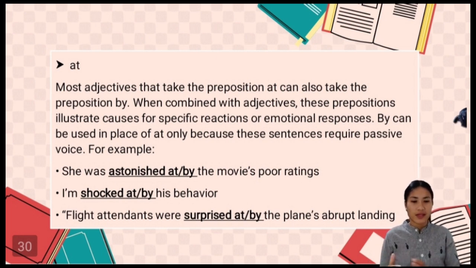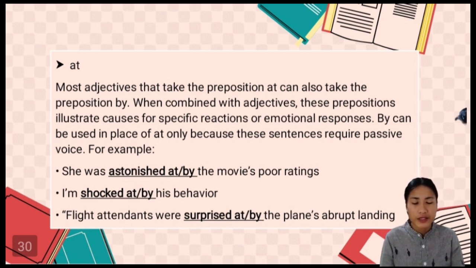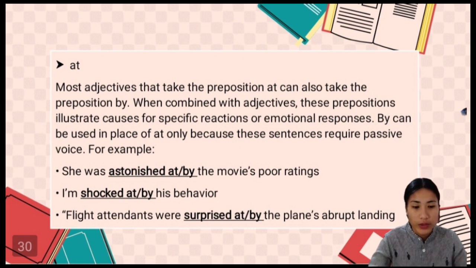Alright, let's look at the example. She was astonished at, or we can use the preposition by here, the movie's poor rating. So here we can use the preposition at or by in this sentence. And then, I'm shocked at or by his behavior. And the last one is, flight attendants were surprised at or by the plane's abrupt landing.